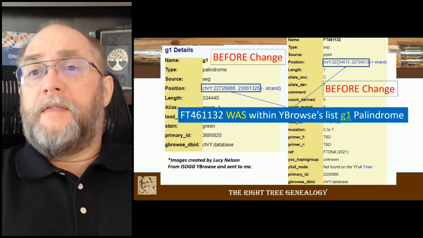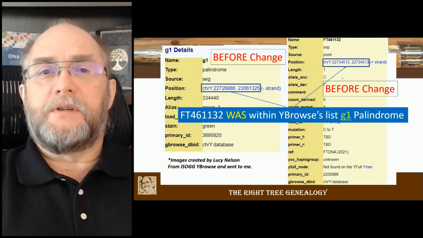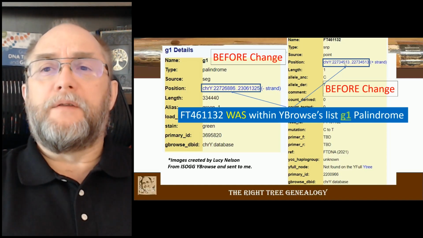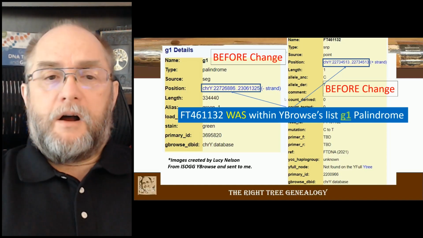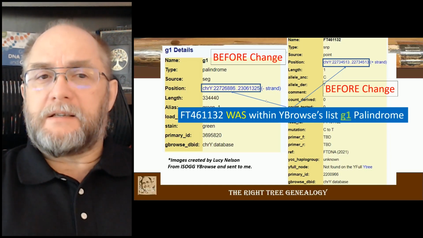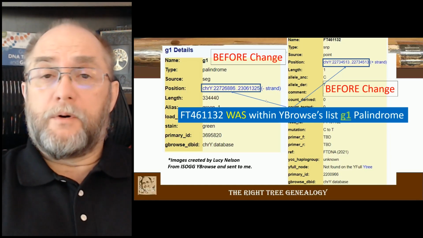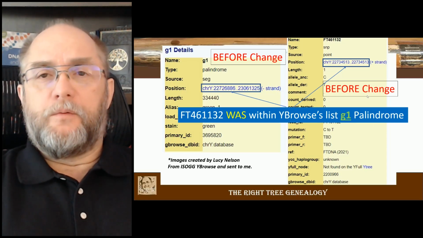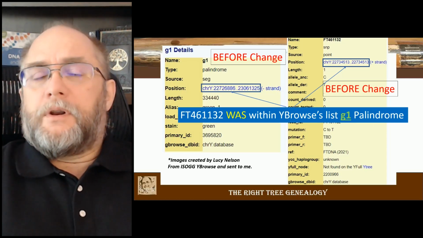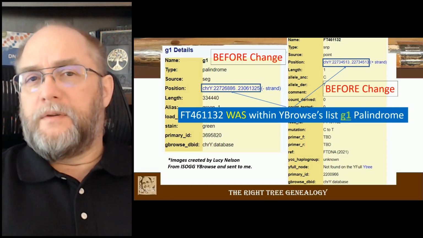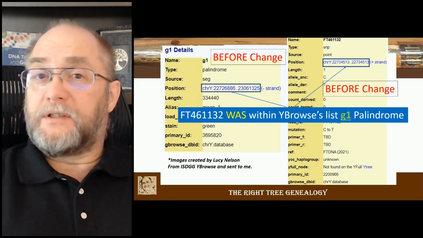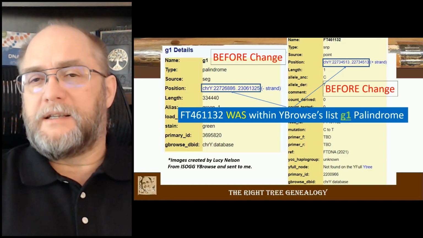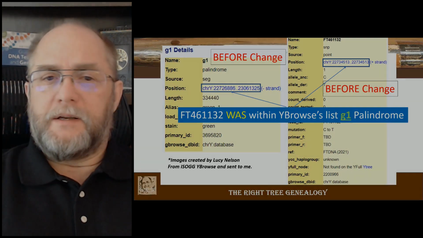Well, the SNP itself was at 22,734,513. Obviously, that SNP, as it was defined before last week, would have shown up inside the G1 palindrome. Now, what I want to do next is go to the live ISOGG site and show you what it looks like today and make a few more comments.